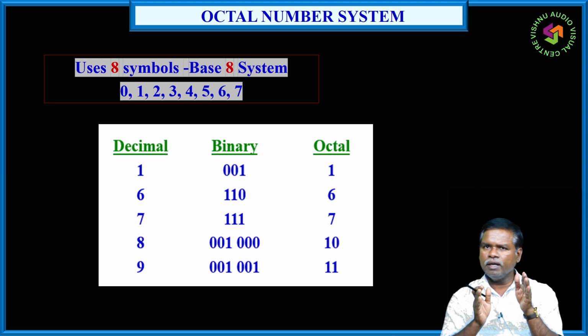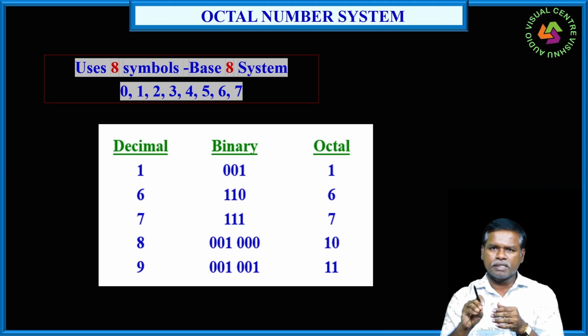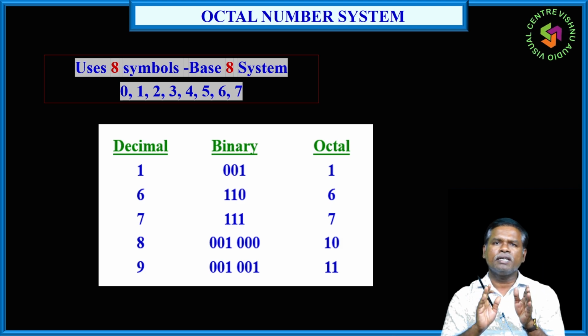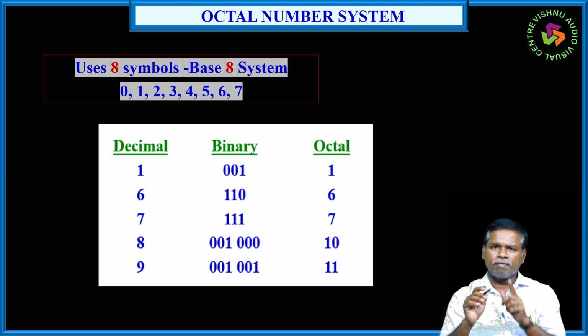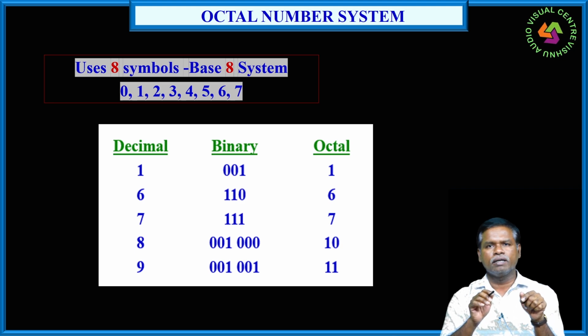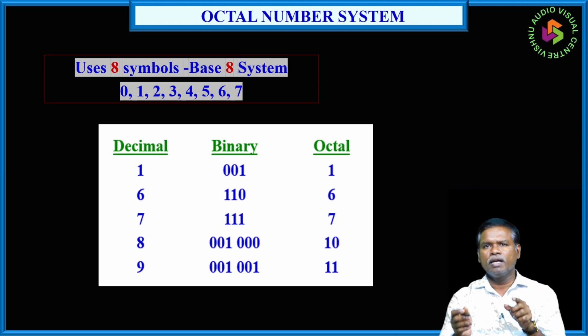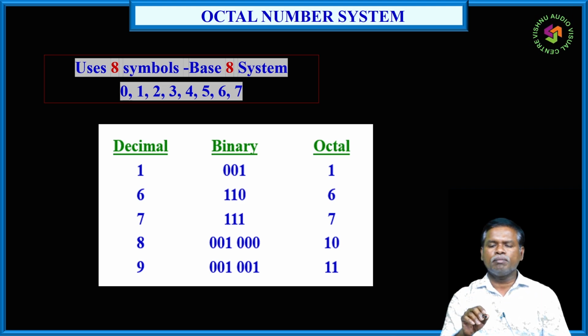So any symbol which is a part of the octal number system should be represented with the symbols 0 to 7 only. That's why after 7 we won't get 8 as we do in decimal; instead, that 8 is represented as 10. So this is how the octal number system and its 8 symbols are represented.